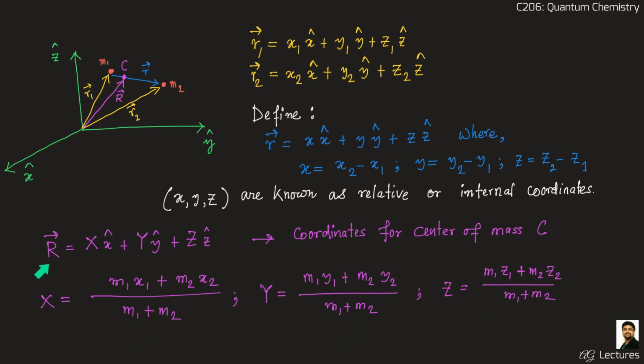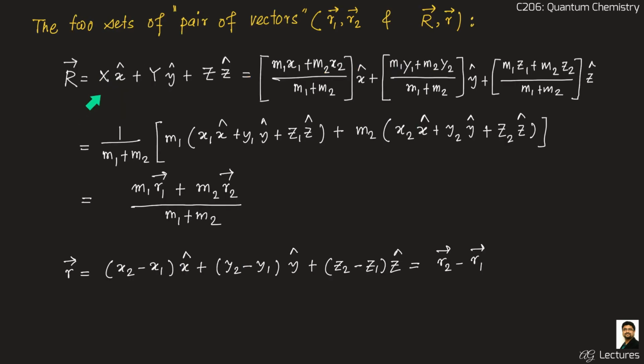Now, these two defined vectors, capital R and small r, are definitely related to the original vectors r1 and r2, the position vectors for the two individual particles. And let's quickly check how these four vectors are related, because that relationship is important as we move forward. If we just use the expression for this capital X, capital Y, and capital Z into the expression for capital R, we get these large expressions.